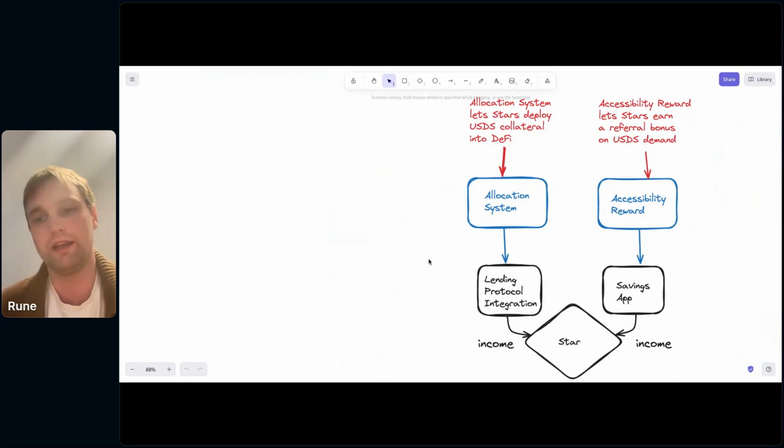And the two most basic Sky primitives to care about are, first, the allocation system, which I'll be talking more about, which is all about deploying the collateral of USDS. You can think of this as the supply side. This is where the USDS comes from. This is where the stability comes from.